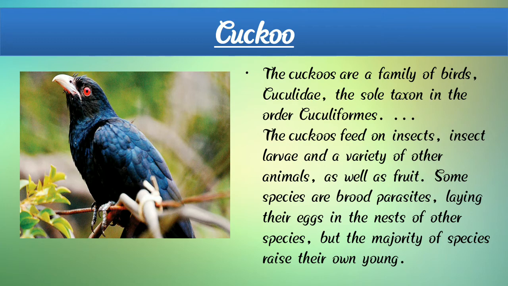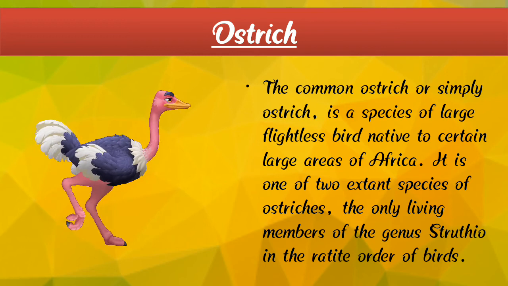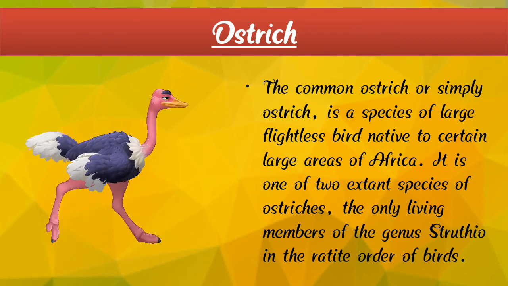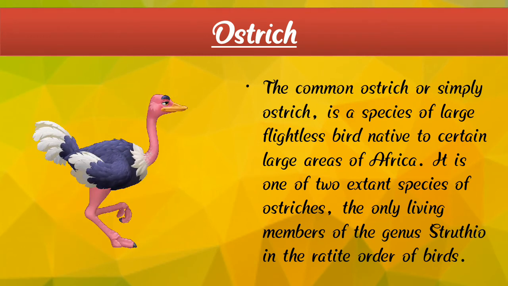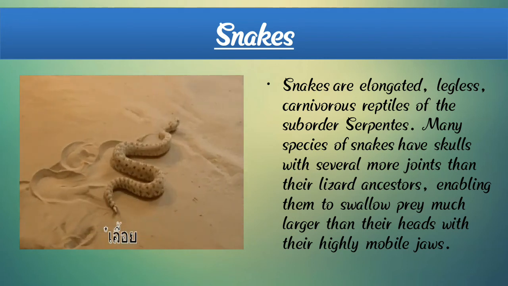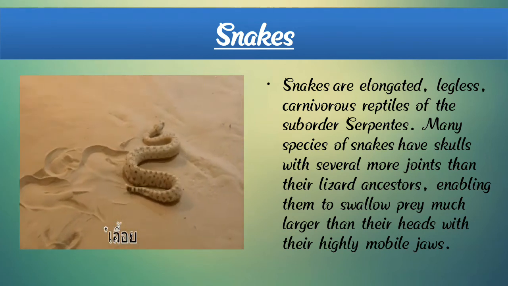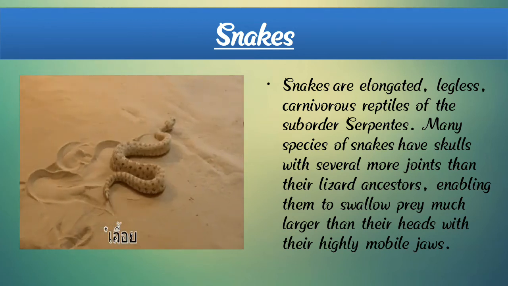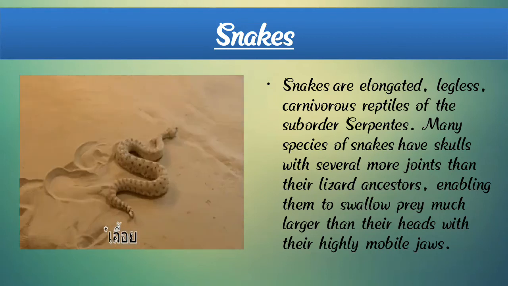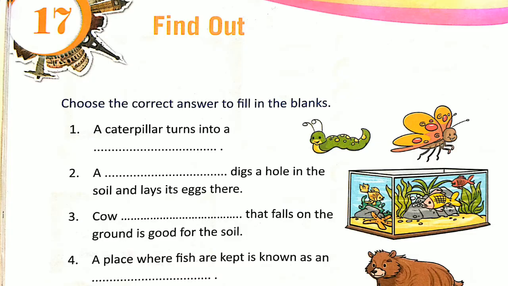And then we learn about the ostrich. The ostrich is a flightless bird and can run very fast. Then we learn about the snake. The animals that crawl on the ground are known as snakes. So children, in today's lecture, we learn about different types of animals. Now we are going to learn the exercise. Unit number 17, find out.